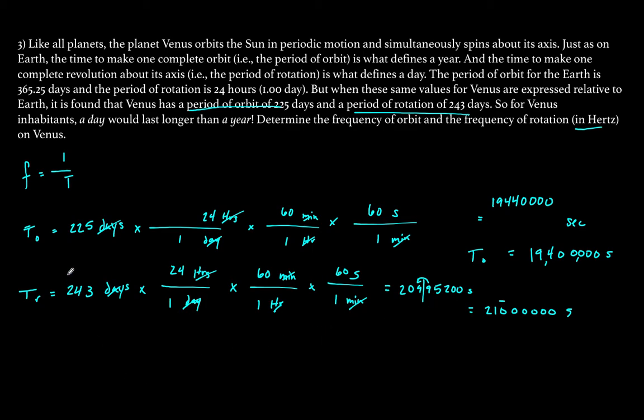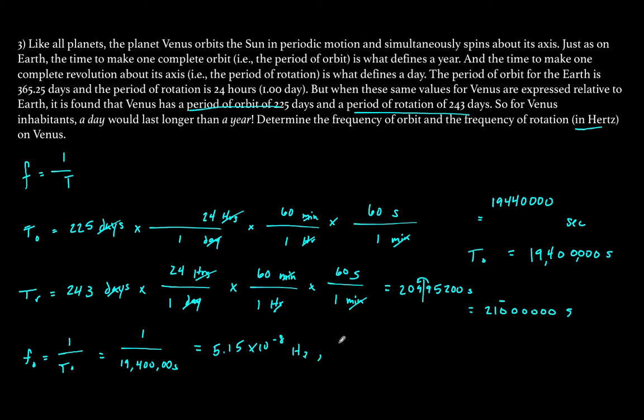Then, for my frequencies, because that's the end goal, frequency of orbit and frequency of rotation, I just need to plug it in. My frequency of orbit is going to be 1 over my period of orbit, which here is 1 divided by 19,400,000 seconds. This is going to be a very, very small number. 1 divided by 19,400,000 equals 5.15 times 10 to the negative 8th hertz.